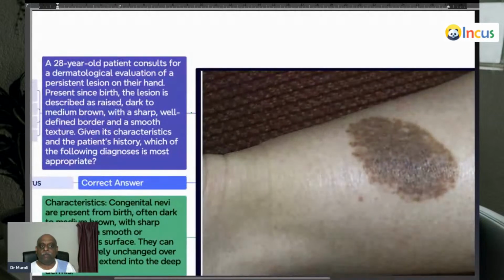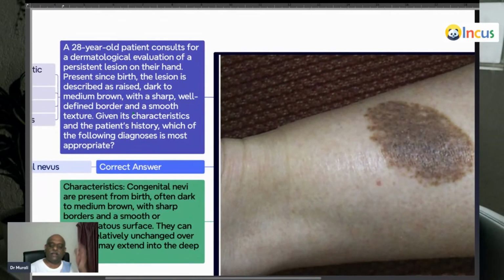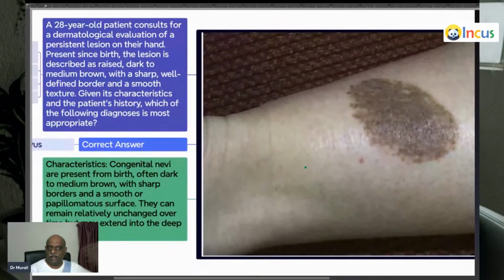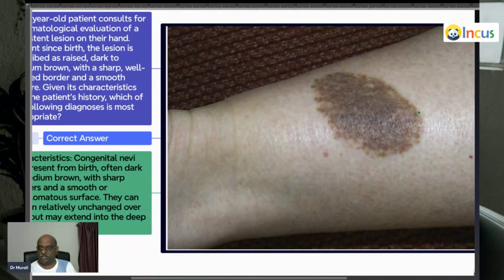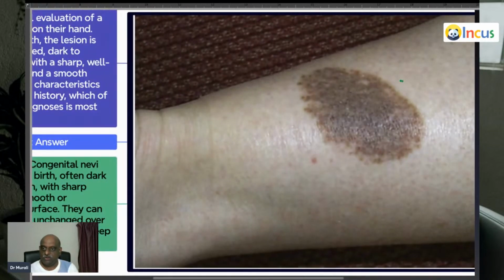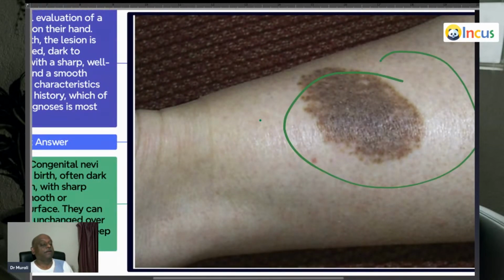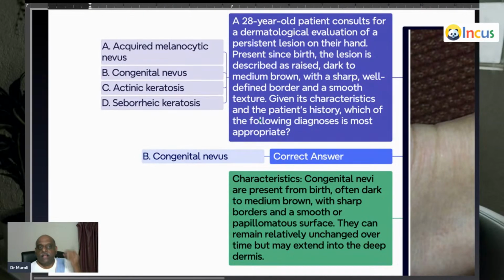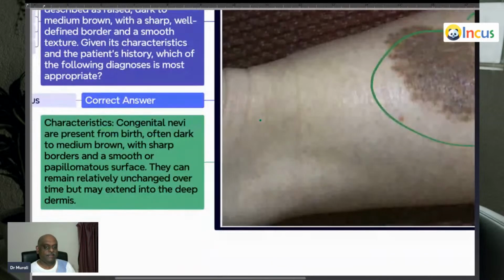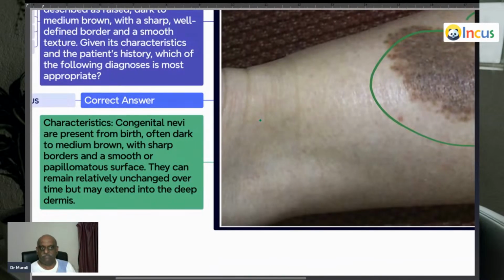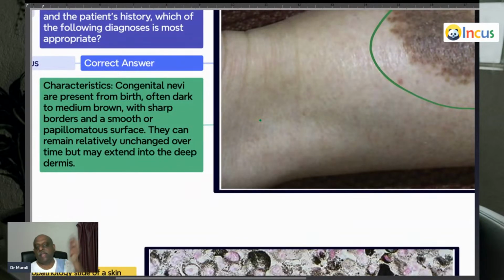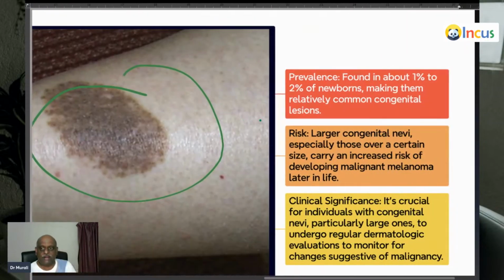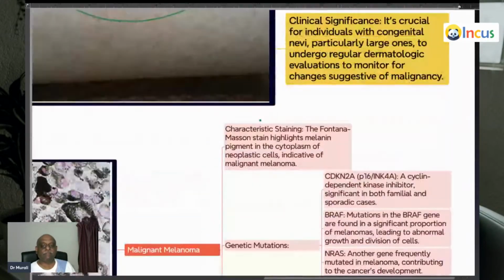A 28-year-old patient consults for a dermatological evaluation because there is a lesion on the hand. It is dark to medium brown with sharp, well-defined border and smooth texture. So now the question comes, doctor, what is this lesion? It is a congenital nevus. They're present from birth, often dark to medium, sharp borders. They can remain unchanged but can extend into the deeper dermis is what you need to remember.